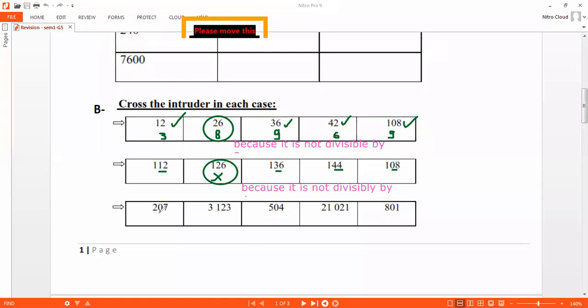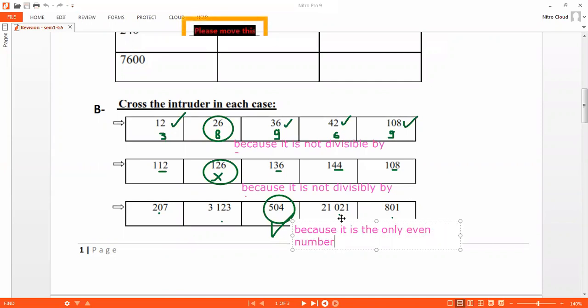So this is not divisible by 2. It's not divisible by 2. It is divisible by 2. Not divisible by 2, not divisible by 2. So I can tell the intruder now is 504. Why? Because it is the only even number.